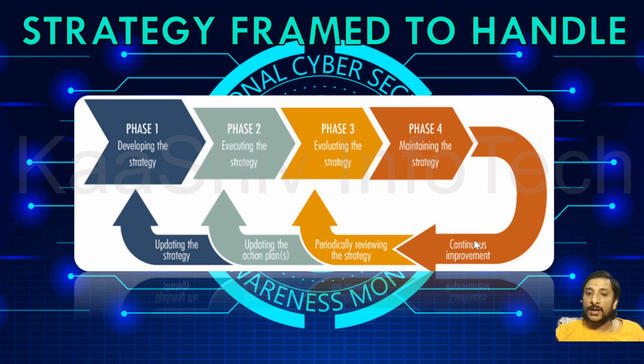The maintaining should be continuous improvement, and evaluating periodically. We have to review it, execute the strategy, update the action plans, and develop the strategy. Based on the technology, there are new things happening, so we have to modify the strategy, execute it, update things, and evaluate every time and continue. It's not just maintaining. You have to improve, because every day new technology comes, new types of hacking come, and we should be really good at that.